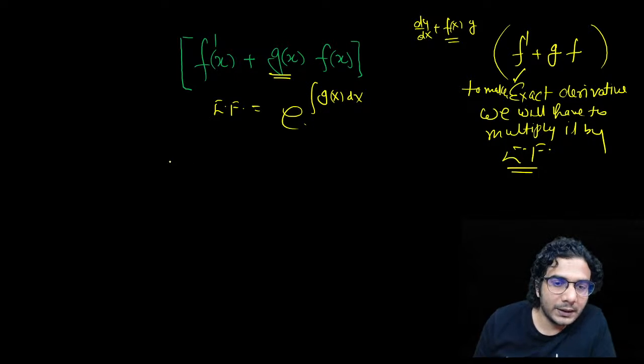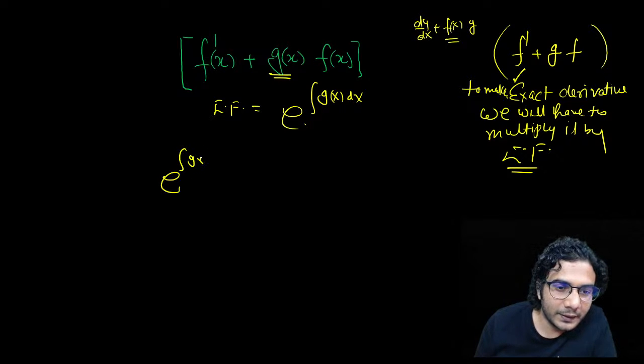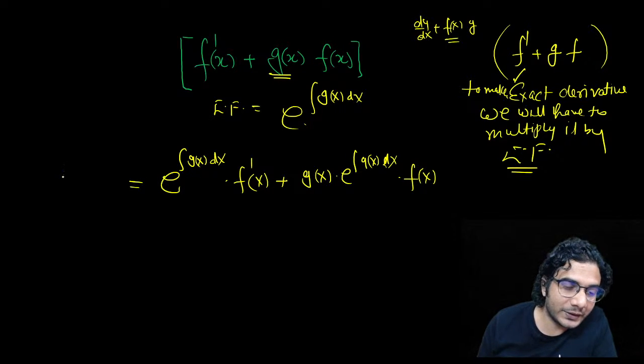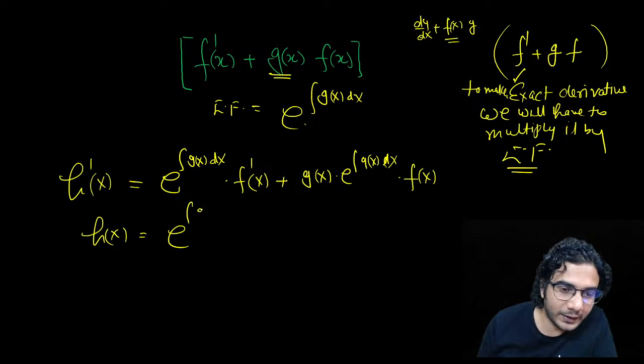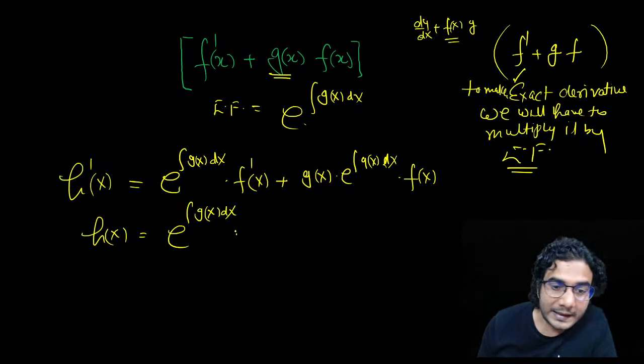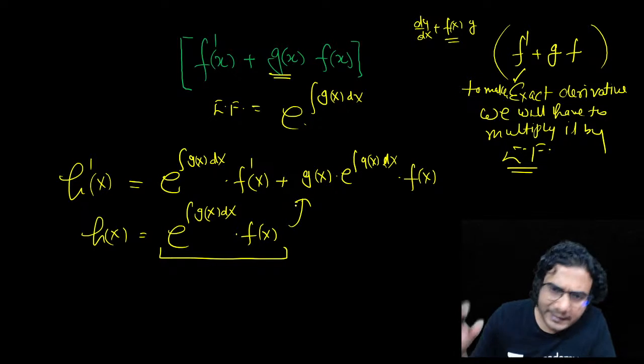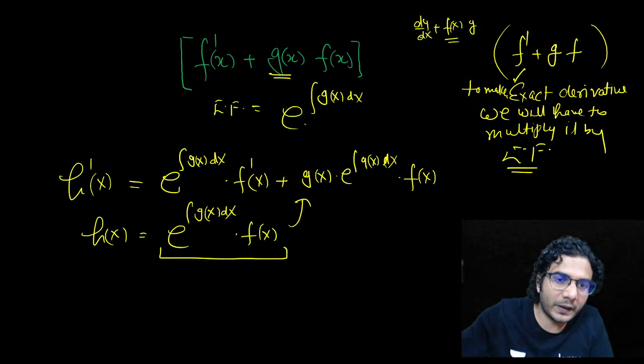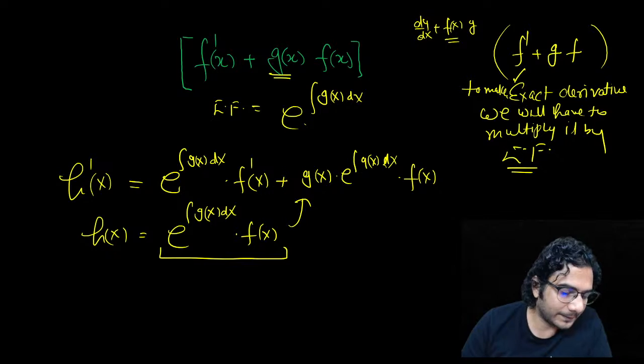If you multiply by this, it is going to be e raised to integral of g(x) dx into f dash plus g(x) into e raised to integral of g(x) dx into f, right? Now this is your h dash. And what is your h(x)? h(x) is e raised to integral of g(x) dx into f function. If you differentiate it, you will get this. And e raised to integral of g(x) dx you can take common, and because the right side of the equation is 0, you can divide by e raised to integral of g(x) dx.